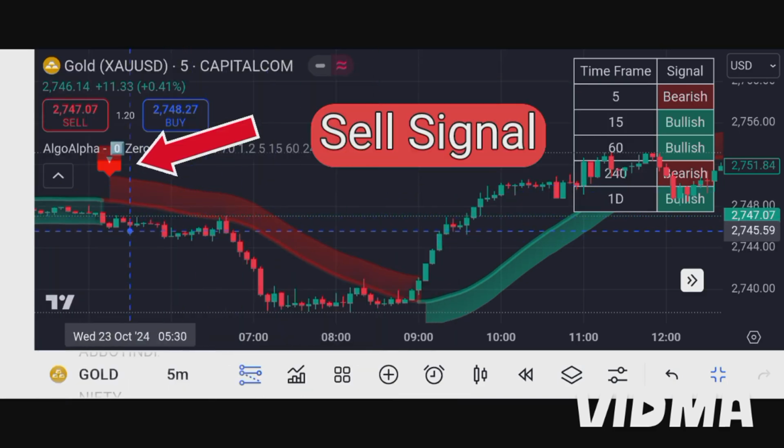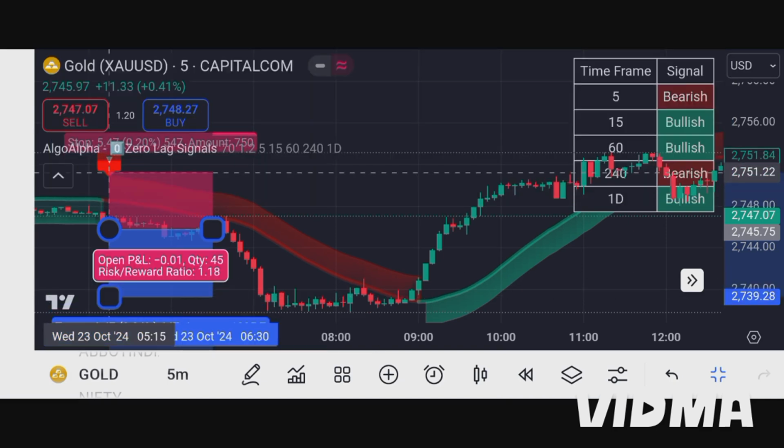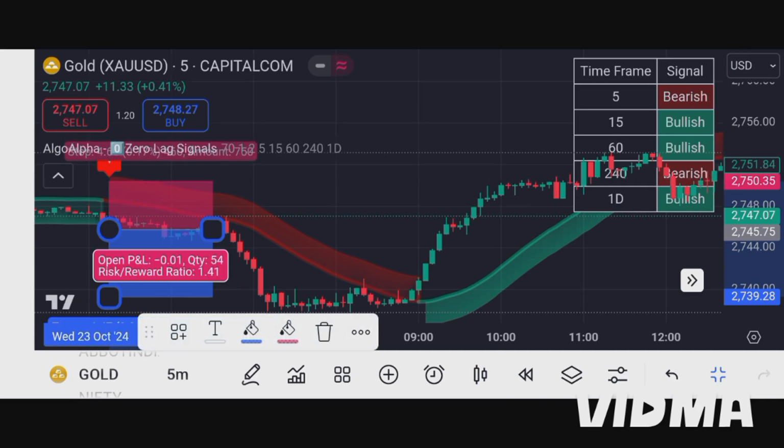First signal, sell. Entry below the low of the signal candle, SL above the last moving average line, target 1-to-1 risk reward. Watch the full video to know entry, SL and target.